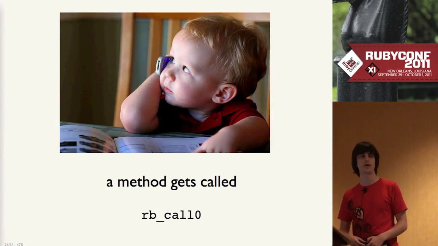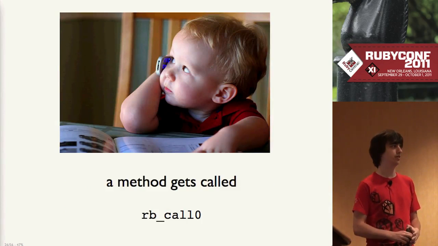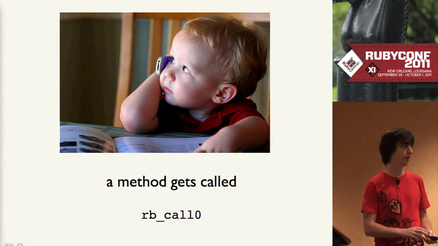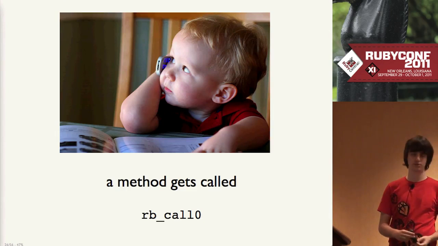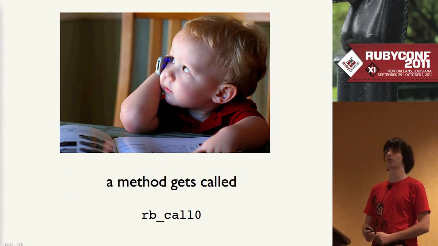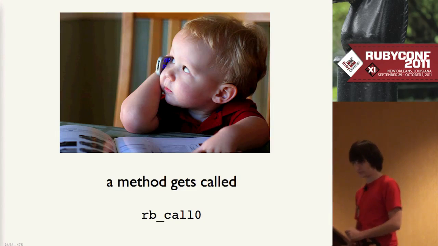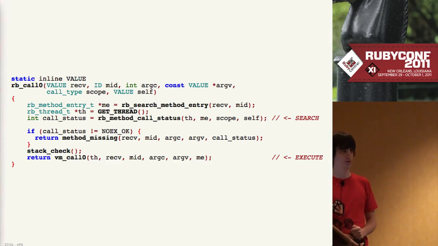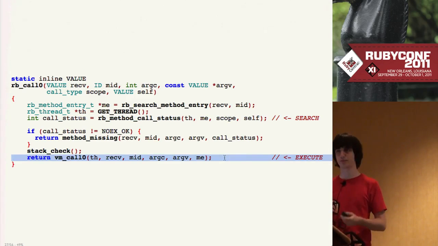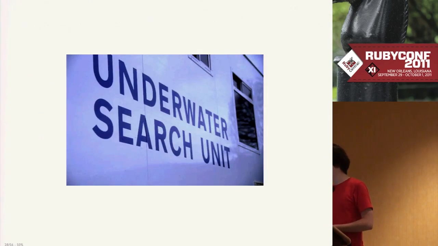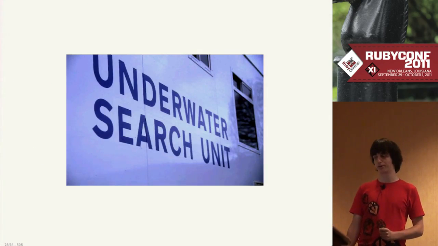So if you call a method in MRI, there are different ways, but basically, almost always, you end up in a C method called RB_call0. That's the method. And what is important about this method is, here's the search. And here's the execute, just like I promised you. Okay, now how does the search work?